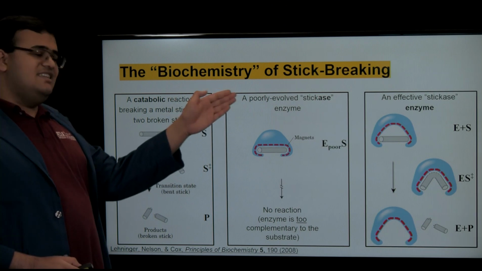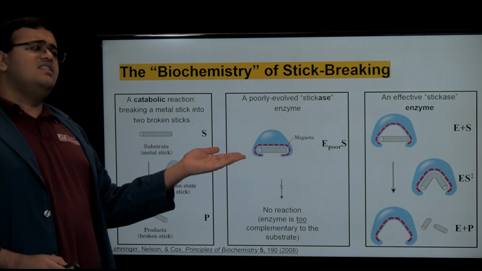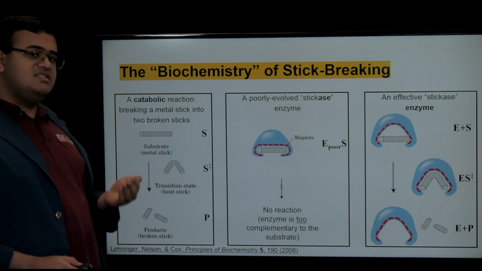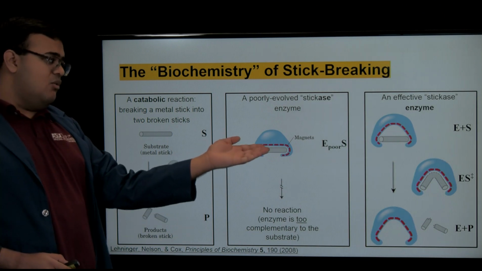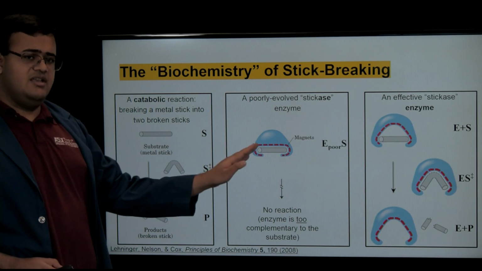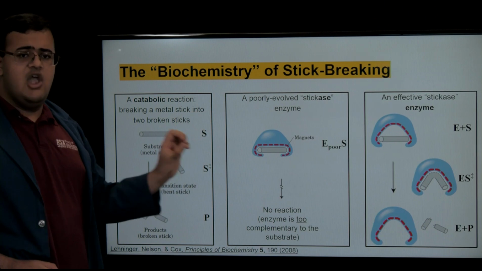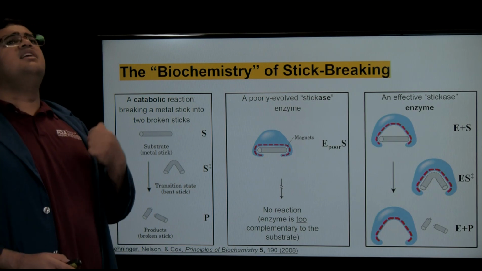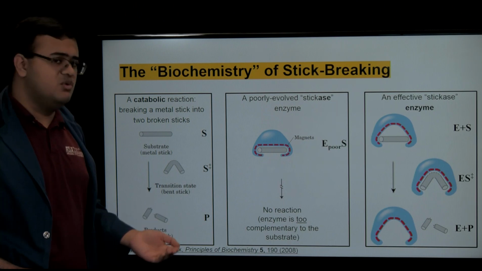So a poorly evolved stickase would bind the substrate using these magnets. Why do I say this is poorly evolved? Because once it binds the substrate, it doesn't let go. It's bound the metal stick, it doesn't make the reaction go, and it will never let the actual stick diffuse away from its active site. We say that this enzyme is too complementary to the substrate. We don't want the enzyme's active site to fit the substrate perfectly. We want it to fit the transition state perfectly so that the reaction can go and it won't sit there binding the products forever. It will allow the products of the reaction to diffuse away.